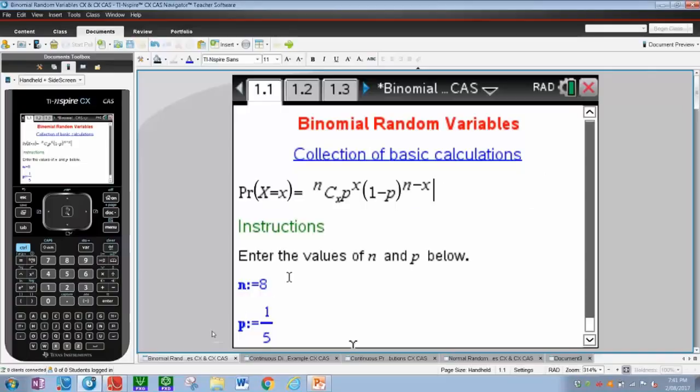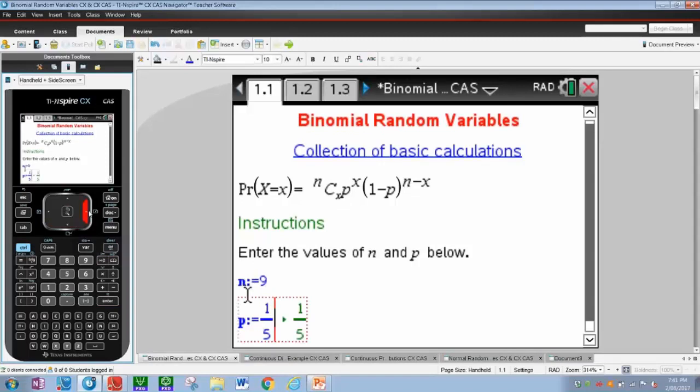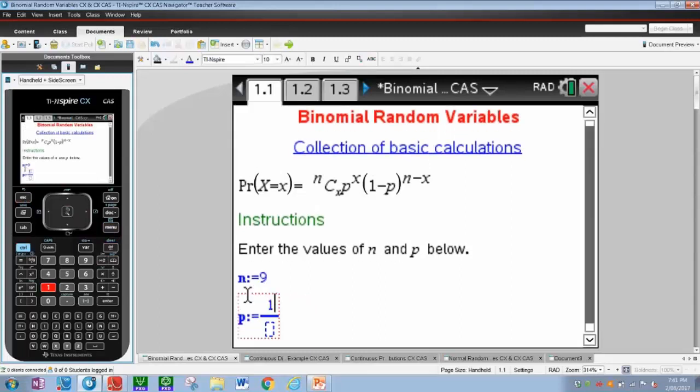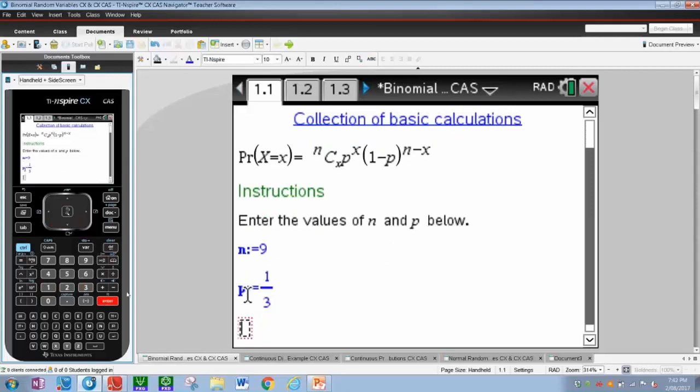So what we can do is go here, and you can see I've got 8 and 1/5 because I was testing something else. All you have to do is press the delete button, you might have to press it twice, then press 9 and press enter. That stores 9 into the pronumeral N. Then press down to get the 1/5, backspace that as well, press control divide and 1/3, and hit enter. Now those parameters, N equals 9 and P equals 1/3, are saved into the calculator for all of problem 1.